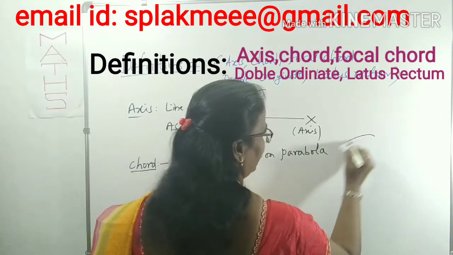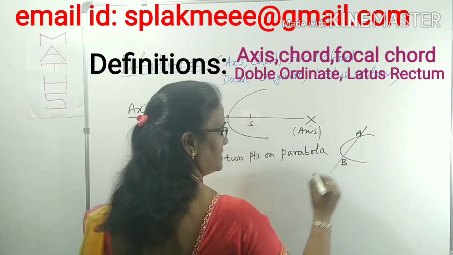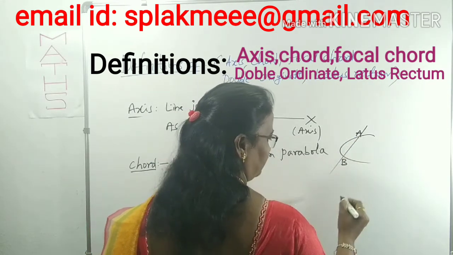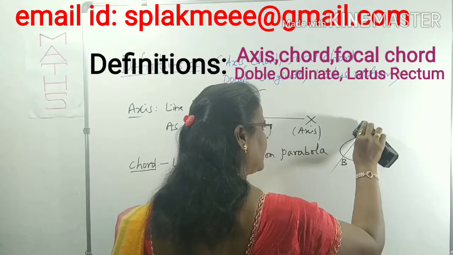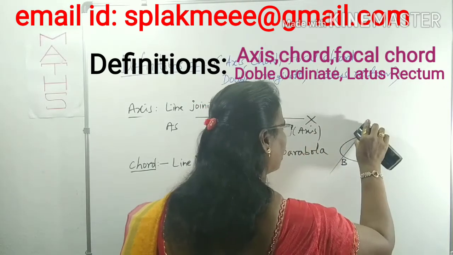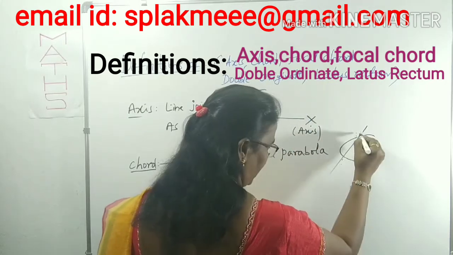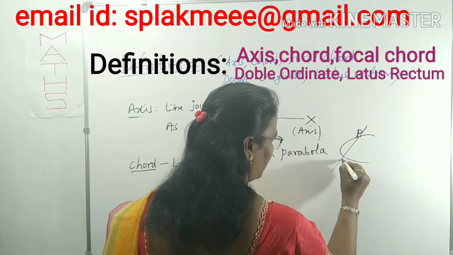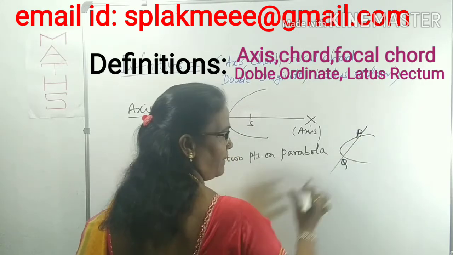Means simply we can take this as one of the chords, like AB. This is the axis. Some PQ I will take, because A I already mentioned as the vertex. Some PQ letters we can use. The line joining PQ, where PQ are on the parabola, is called a chord of the parabola.